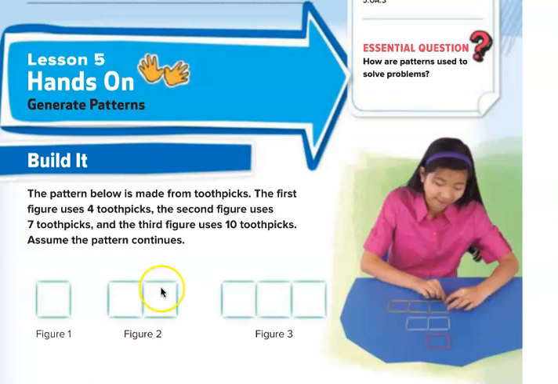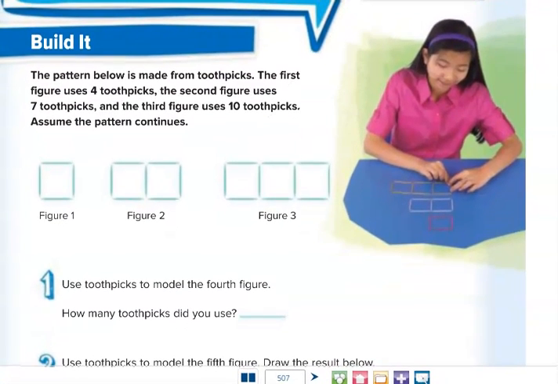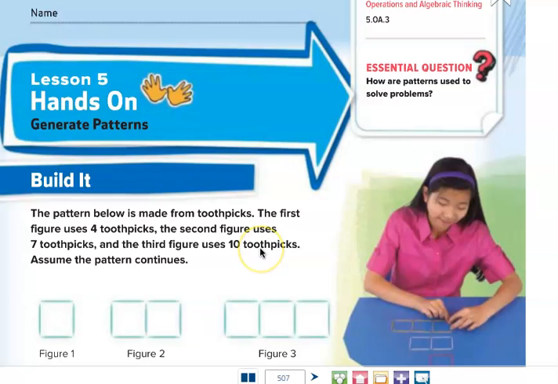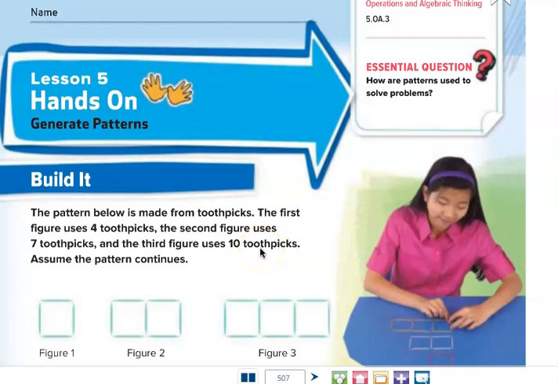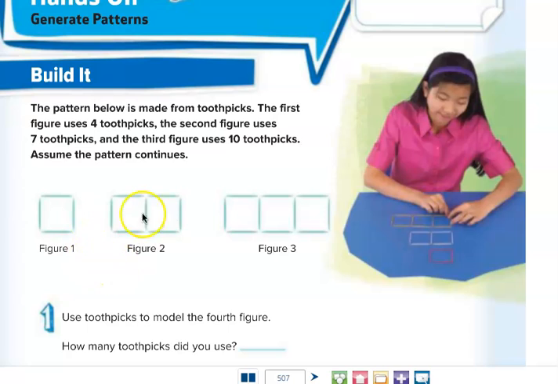All right, we are on page 507. So 507, I'm going to try to move the frame so you can see that page. We wrapped up talking about order of operations, and now we're going to talk about patterns. So what we're going to do on this page is just look at how many toothpicks are being used to make these squares and figure out a certain pattern.